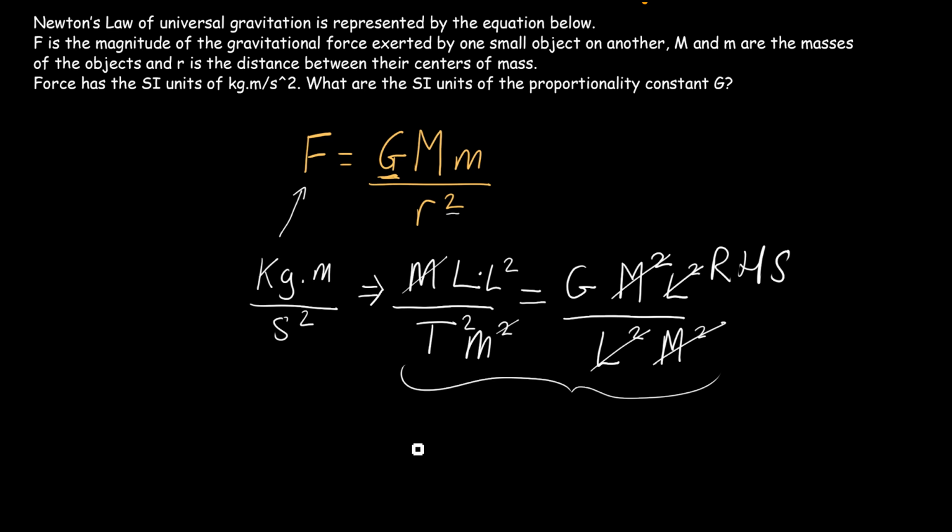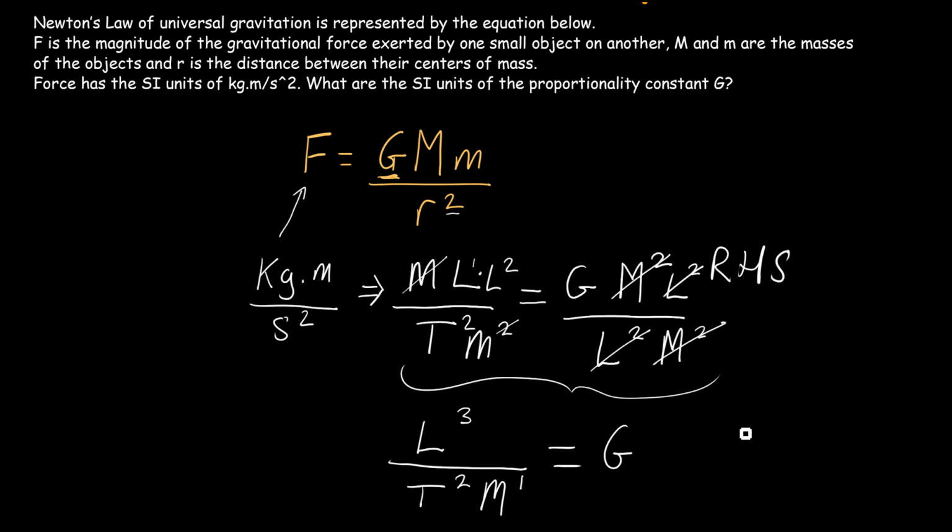Let's write this down. We've got a length cubed, because we've got a length to the power of 1 here, multiplied by a length to the power of 2. Our time dimension doesn't change, but our mass dimension does, and we've got a mass to the power of 1 down here. And this is equal to our constant of proportionality. And these are the dimensions.